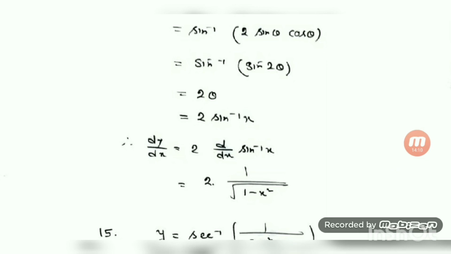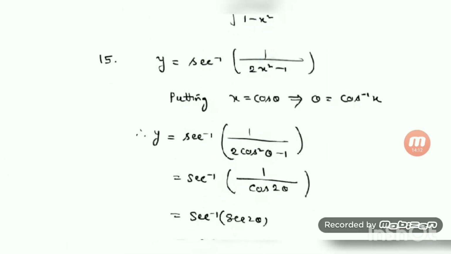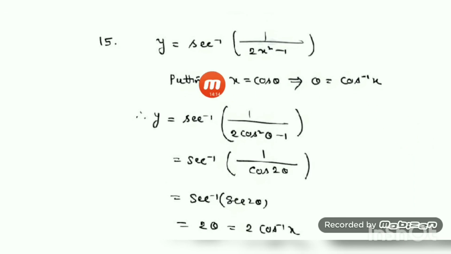One more question left here. That is question number 15. Your y is sec inverse of 1 by 2x square minus 1. Now what is the substitution you are going to use? Sec is there. 1 by x is a reciprocal function. So if I use cos, its reciprocal is sec. So that will help you.